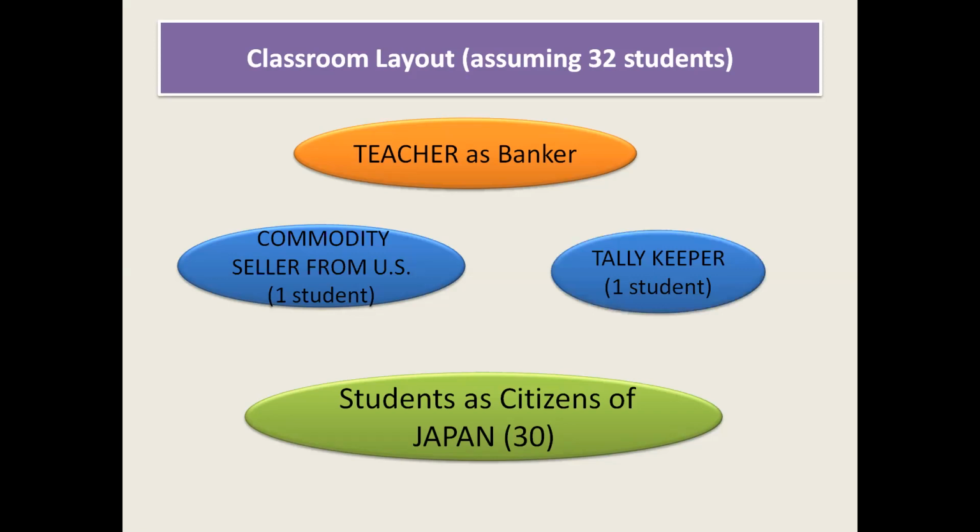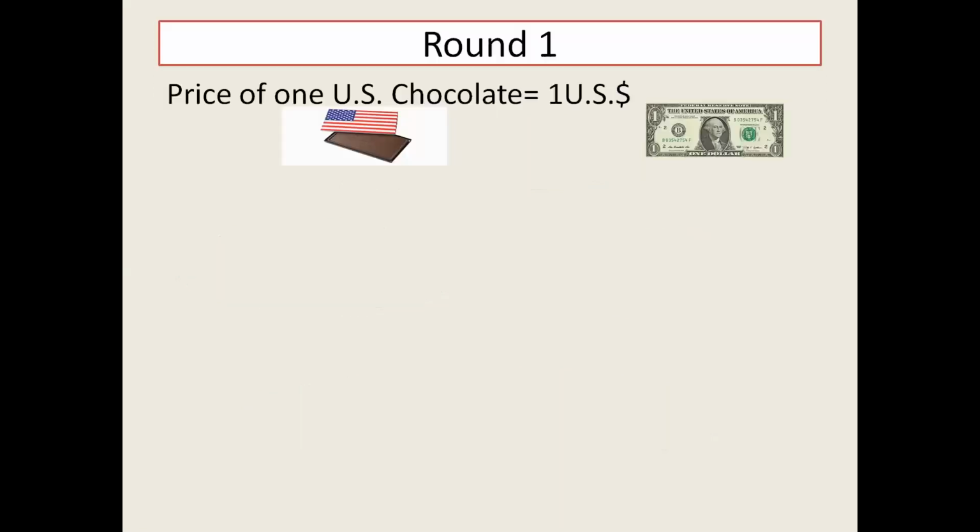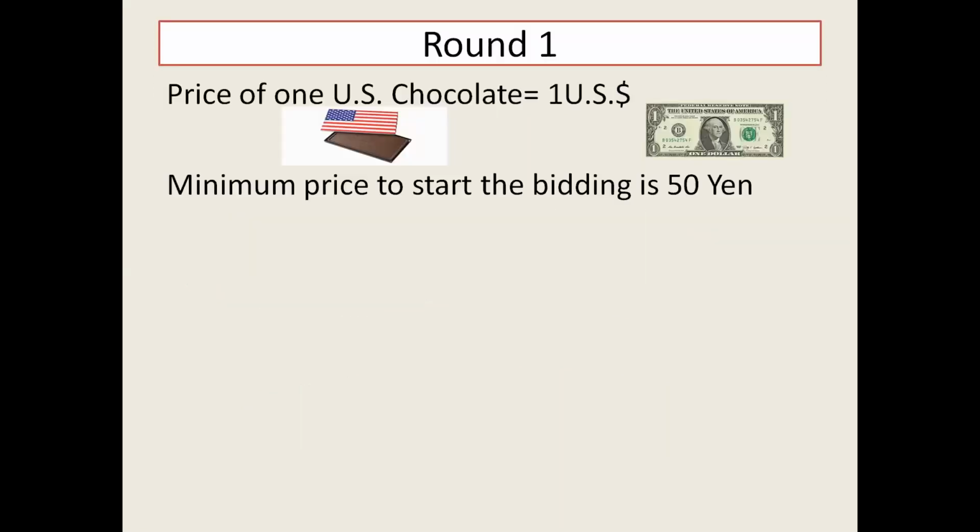Now let's say you all citizens of Japan wish to buy US chocolate, and the only way you can buy US chocolate is with US dollar that I hold as banker. And for that you are required to trade your yen for my US dollar. At the maximum, I'm ready to sell 5 US dollars, and for exchange to take place, you have to participate in the bidding process. The minimum price to start the bid is 50 yen. Now let's start with the bidding process.